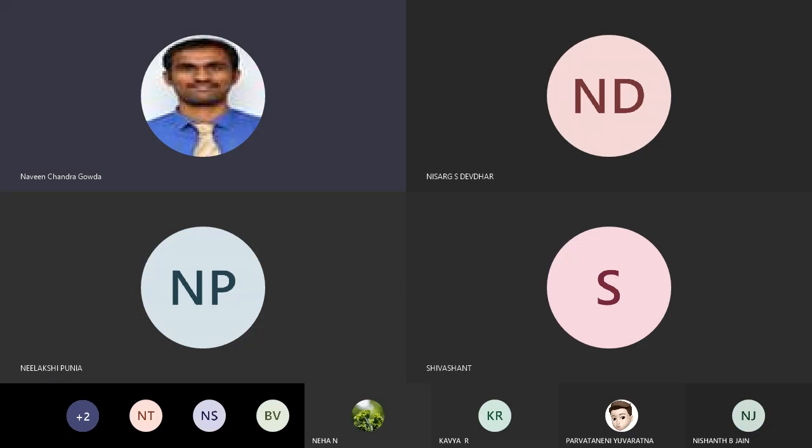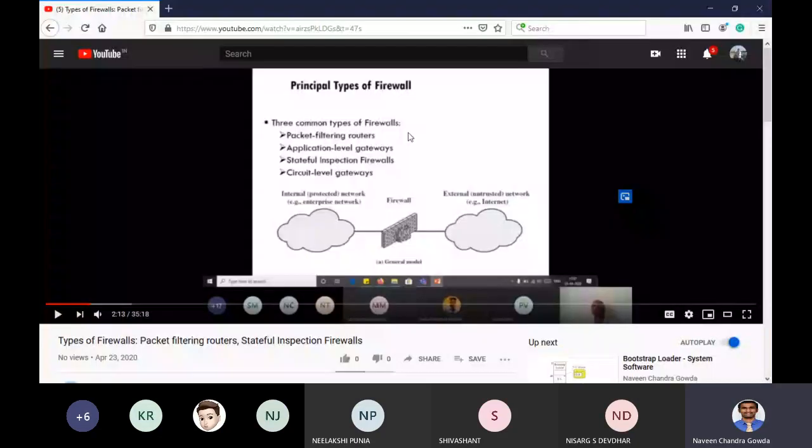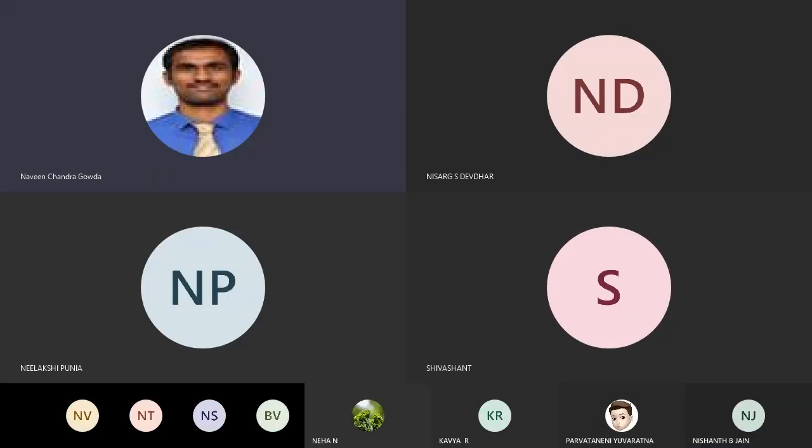In the last session we discussed this. Those who were not there can find that lecture in the video available on YouTube. It covers two types, packet filtering routers and stateful inspection firewalls, which we discussed in the previous session. Today we are going to continue with the other two types.